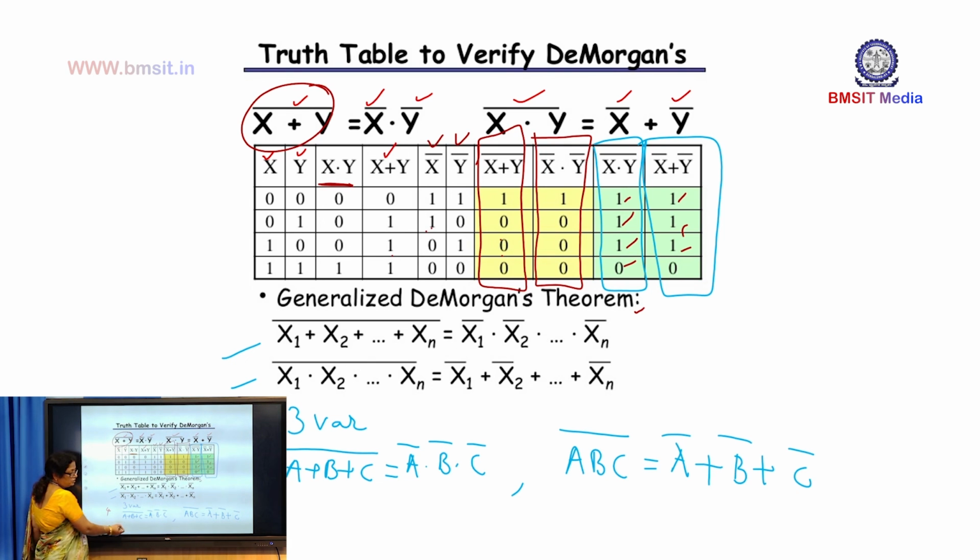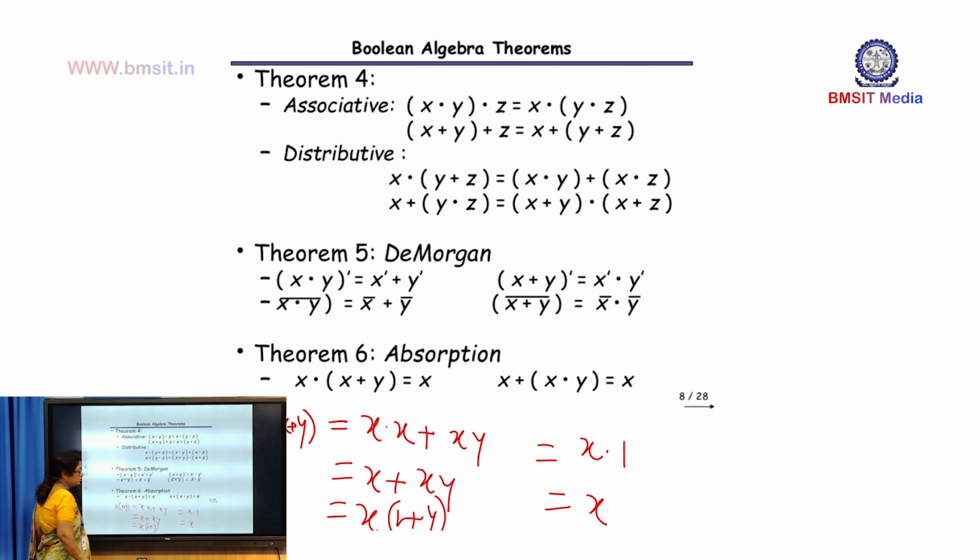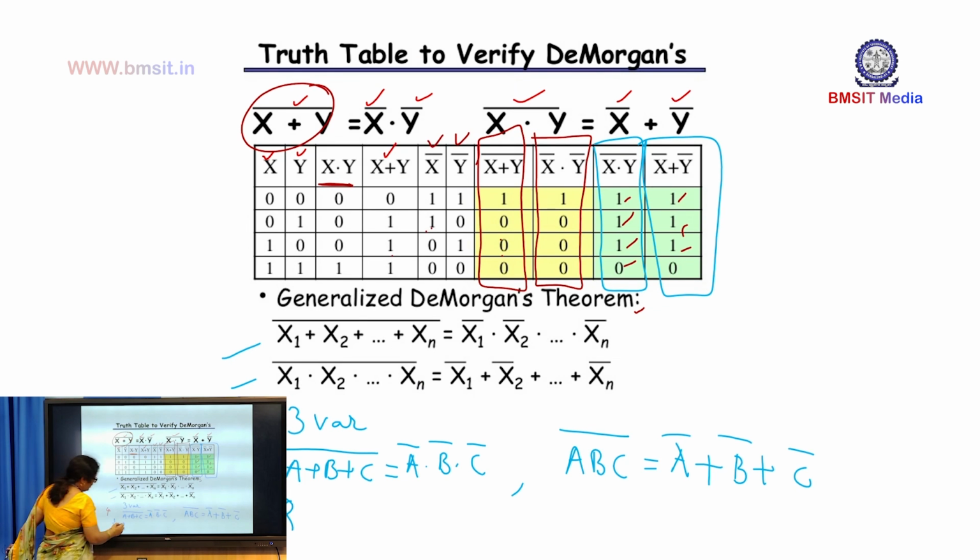Now how do we prove this? You have to make a table with the 3 variables as the input. With 3 variables you have 2 raised to 3 equal to 8 possible combinations. You have to start with the all 0 pattern, that is 0 0 0, up to the 1 1 1 pattern.